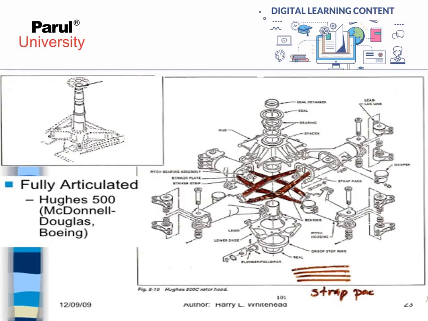Now in fully articulated, the Hughes 500, McDonnell Douglas, Boeing types of main rotor, you can see there is a very complicated figure of the fully articulated main rotor system. Of each and every small component, we can see how we can assemble each and every component. Right, now we can go for the next.